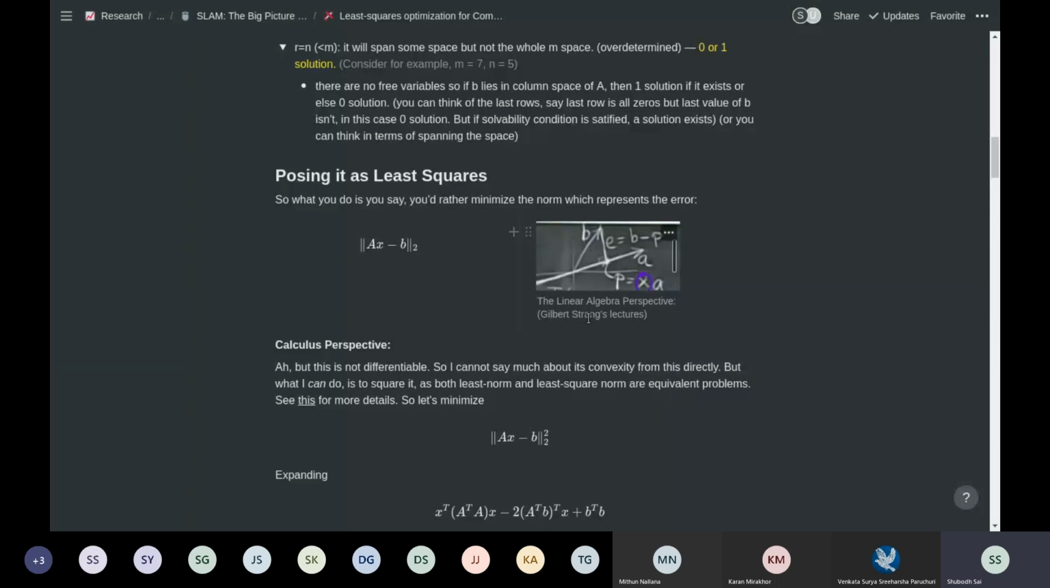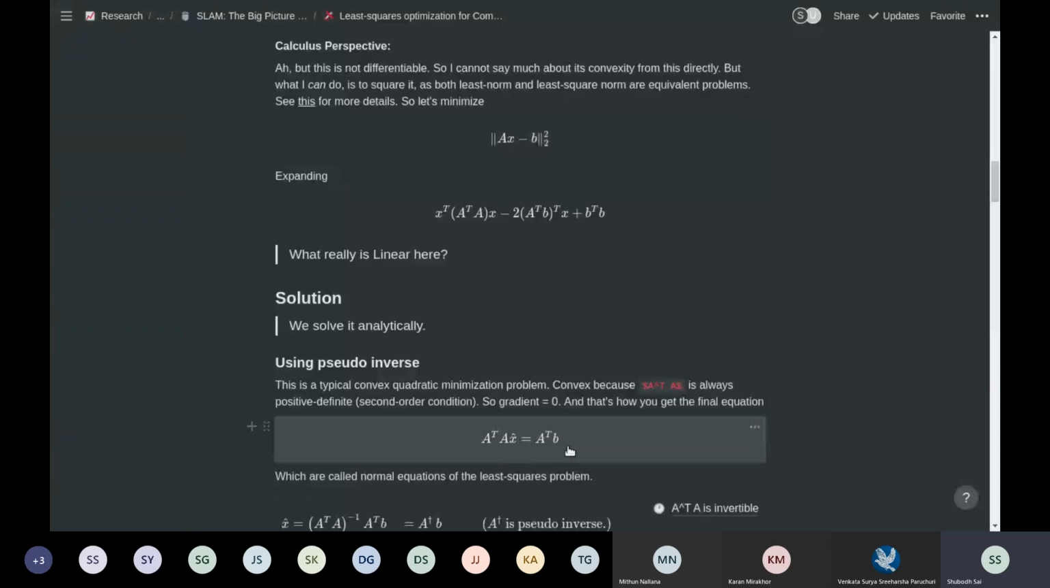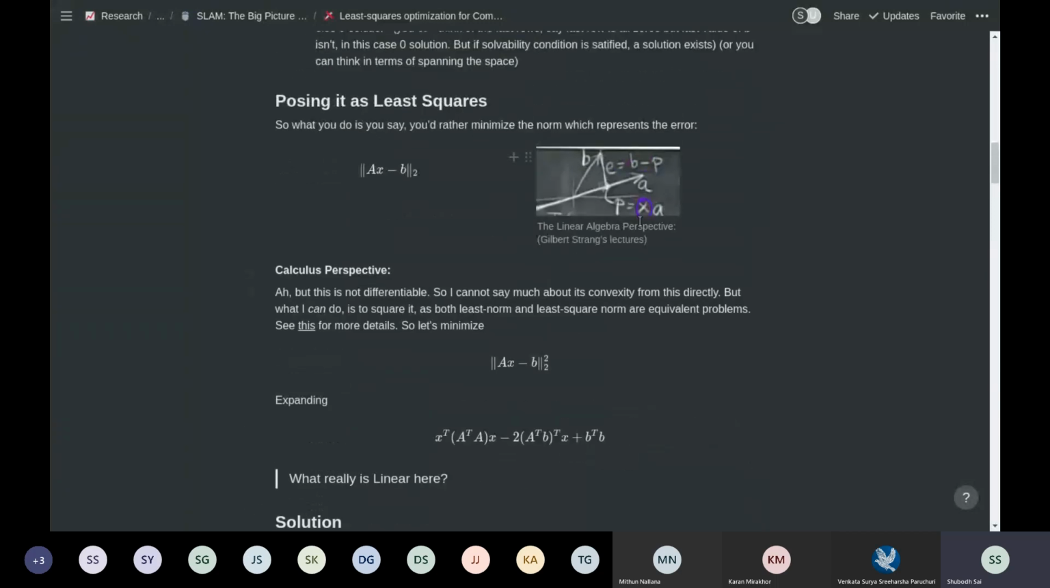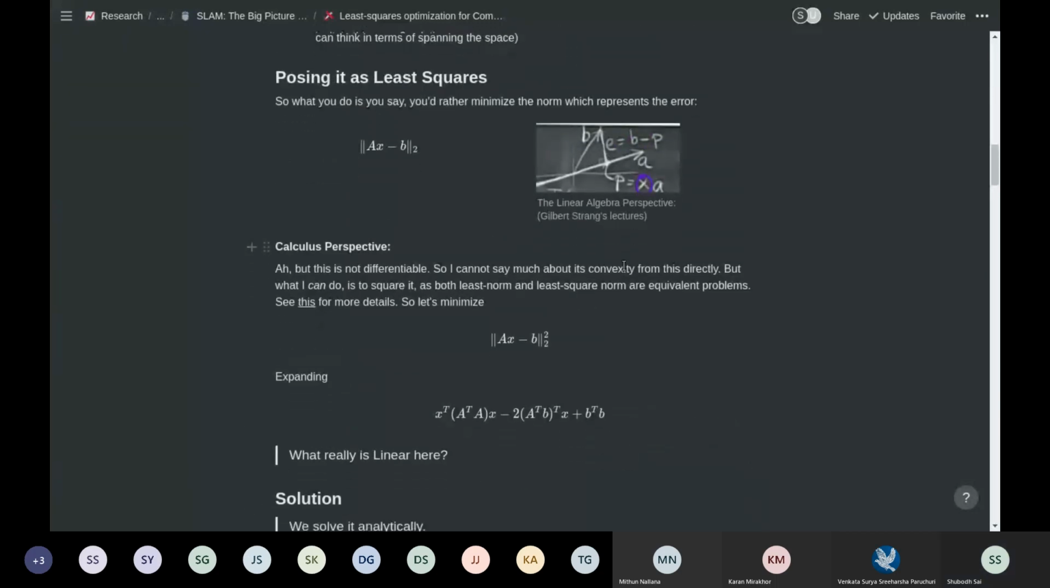If you use geometry and take the dot product of this with this and equate it to 0, this should be perpendicular to this line, and then we want x here. AX is perpendicular to P minus B, that is, B minus AX, where P is nothing but AX. You will end up with this particular solution, A transpose A, X is equal to A transpose B. You can put that on paper and see that for yourself.